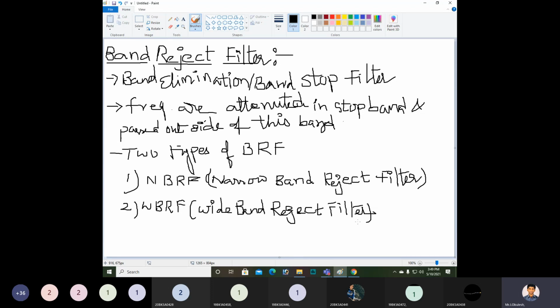In the next class we will discuss the wide band reject filter and narrow band reject filter, their circuit and frequency response diagrams, and their related problems also. Okay, up to now clear?